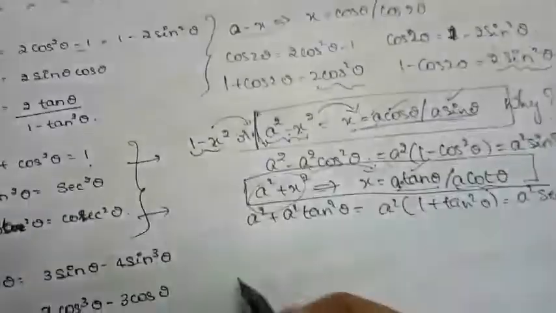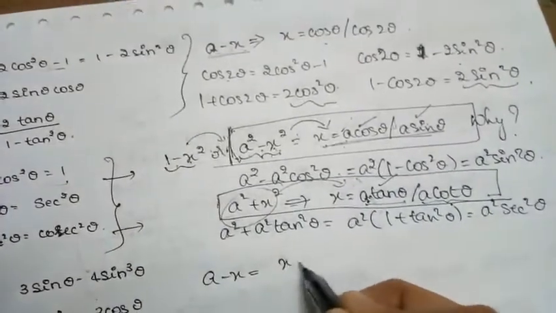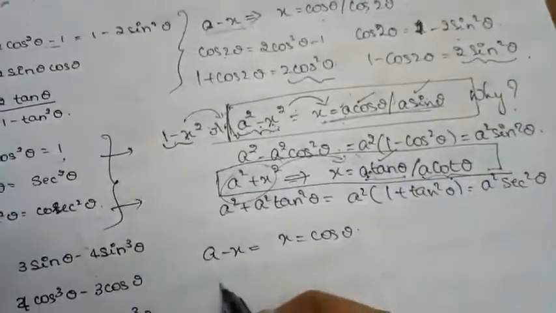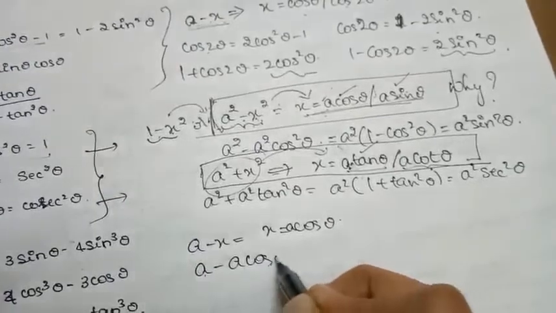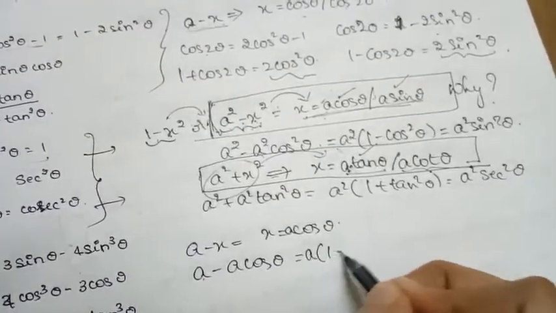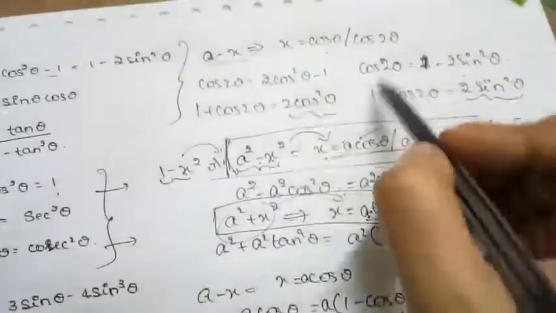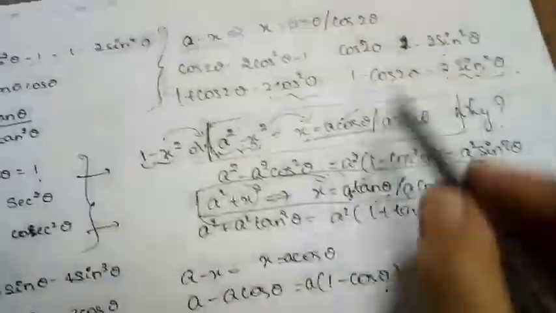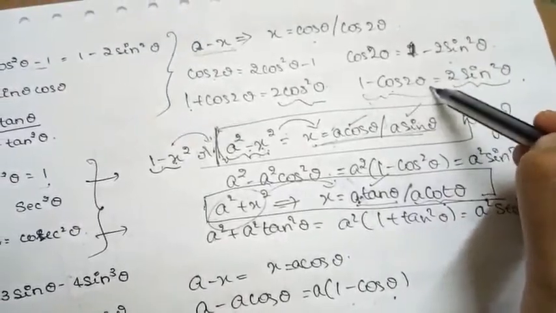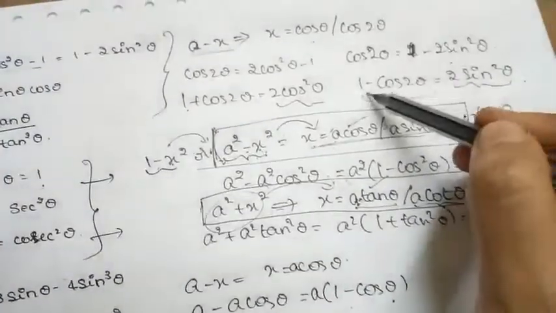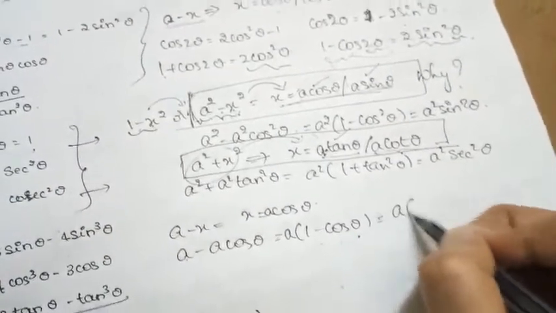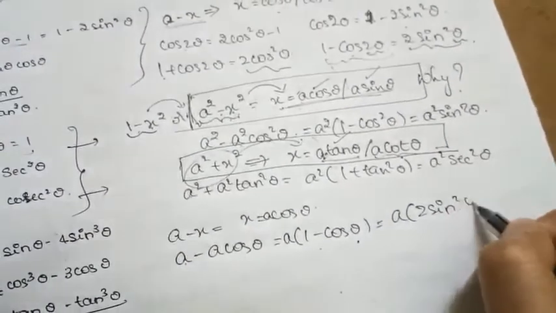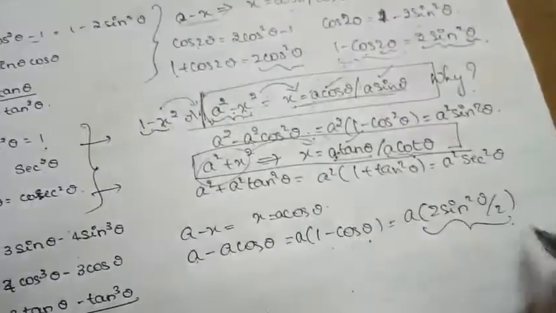Suppose in a minus x, I replace x by cos theta, what happens? It is nothing but a cos theta. So if a comes common, it is a times 1 minus cos theta. It is in this format, 1 minus cos theta. So 1 minus cos 2 theta means 2 sine square theta. So 1 minus cos theta means 2 sine square theta by 2, the half angle thing. That is nothing but a times 2 sine square theta by 2. So this is how we are going to simplify.